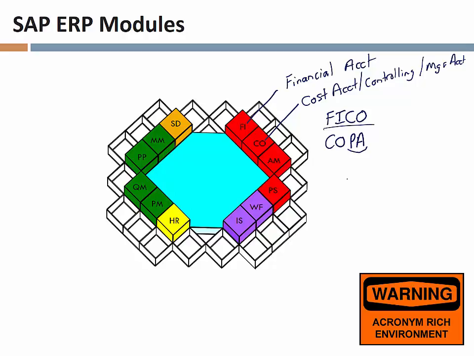I'll just give you one more to round out the upper tier here. AM, I think that just has one T in it. Asset management. We have trucks, we have buildings, we have equipment, we need to track all that. As was mentioned before, we need to depreciate all of that. Asset management is the module in the system that lets us do that.